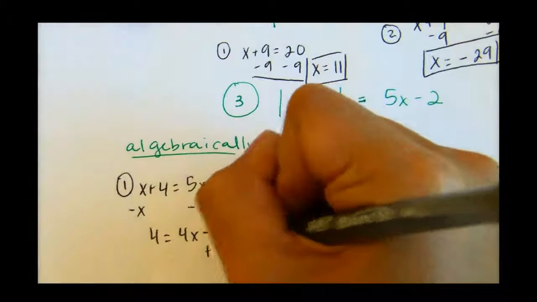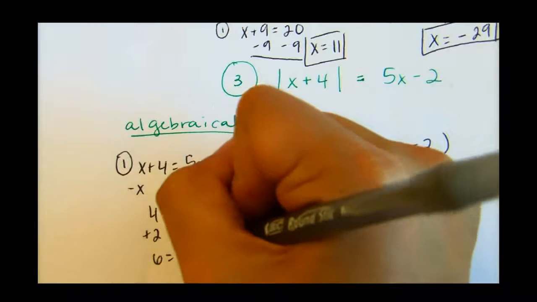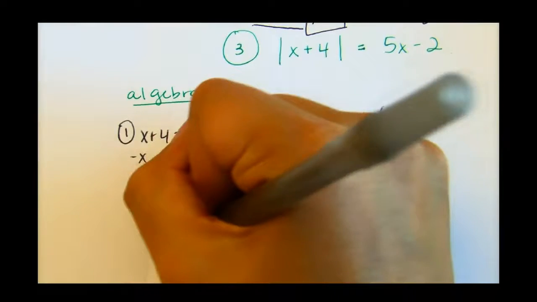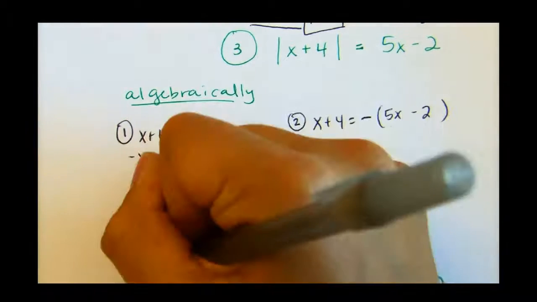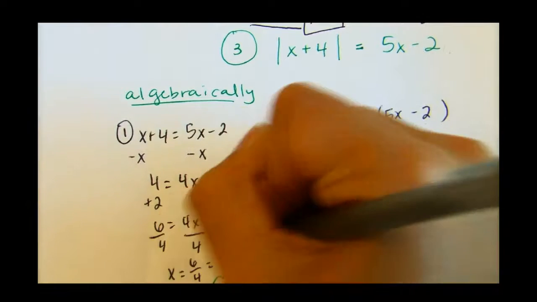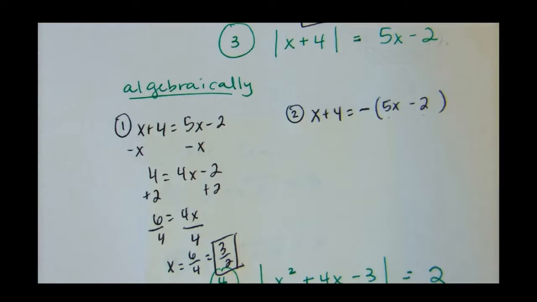If I add 2 to both sides, I'll get 6 equals 4x. And now my last step is to divide by 4. So x equals 6 over 4, or 3 over 2. And that will be one of my solutions.